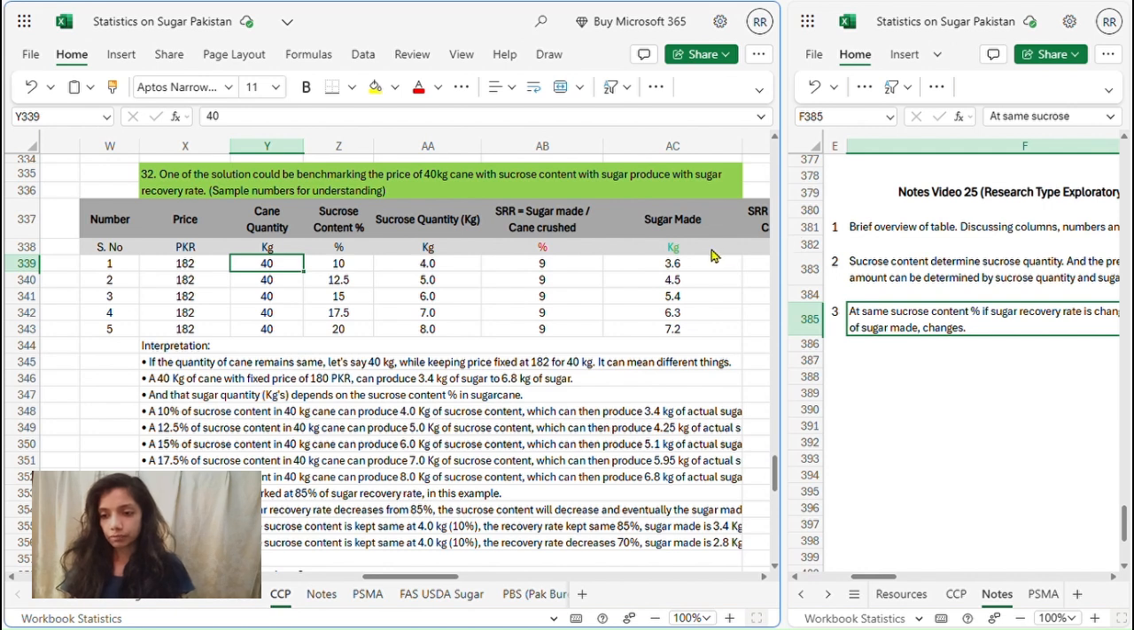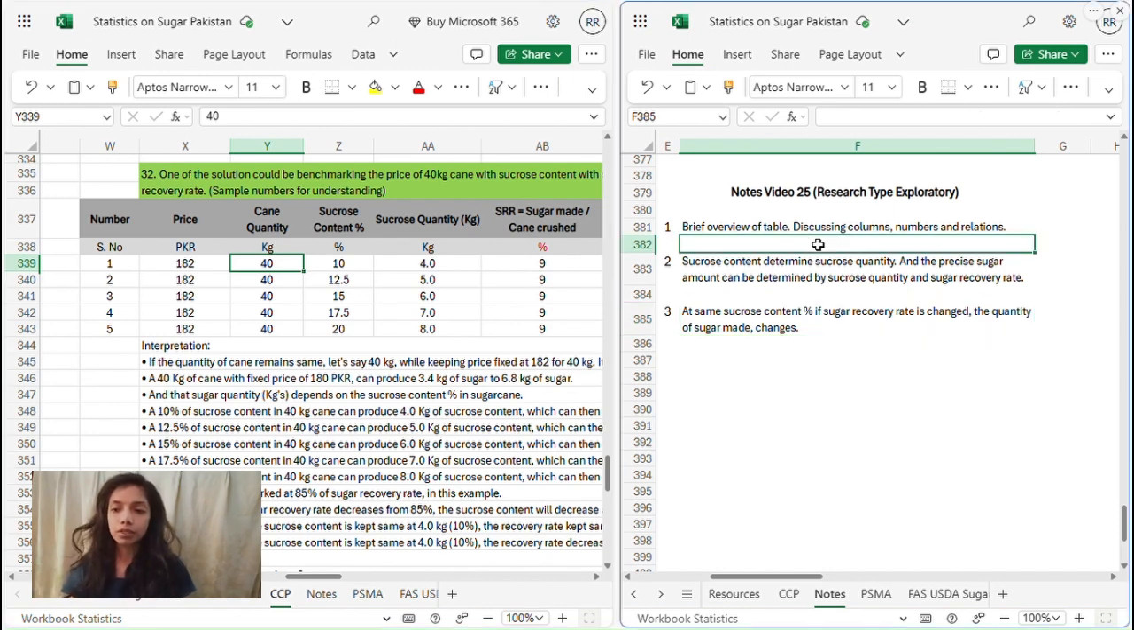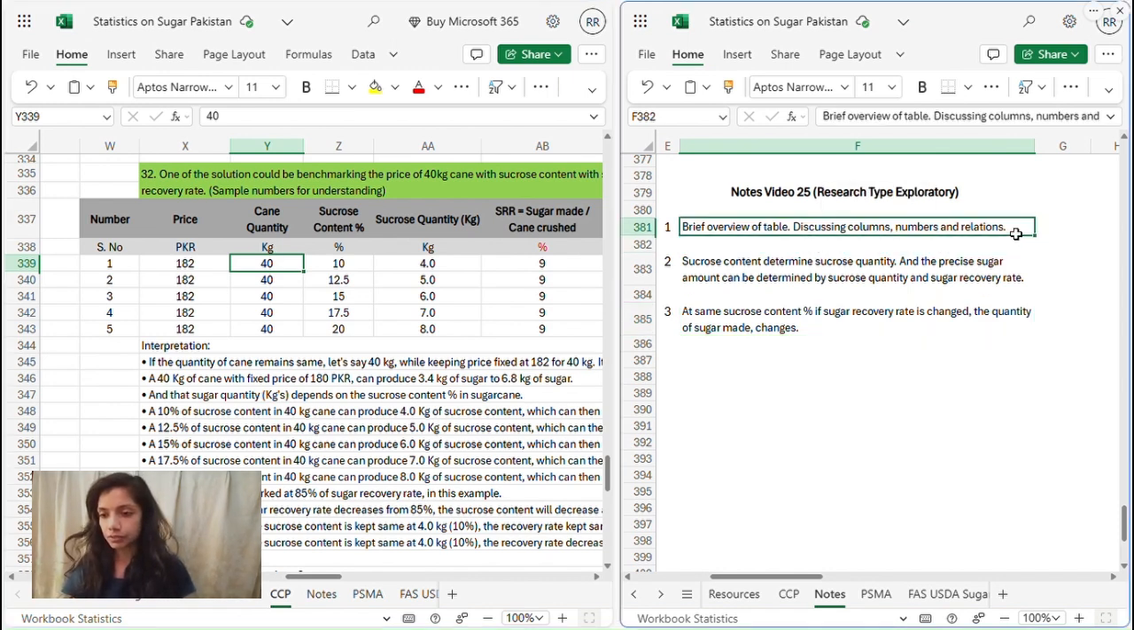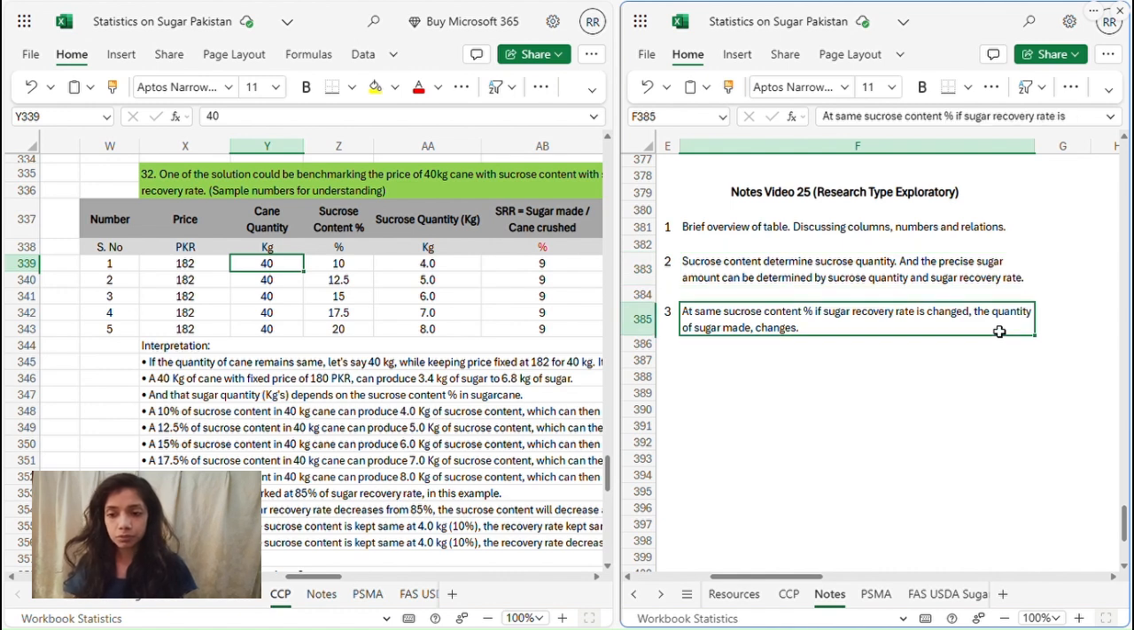The notes I've written were a brief overview of the table discussing columns, numbers, and relations. Sucrose content determines sucrose quantity, and the precise sugar amount can be determined by sucrose quantity and sugar recovery rate, that we have discussed. At the same sucrose content percentage, if sugar recovery rate is not the same, the quantity of sugar made changes. That we have also discussed.